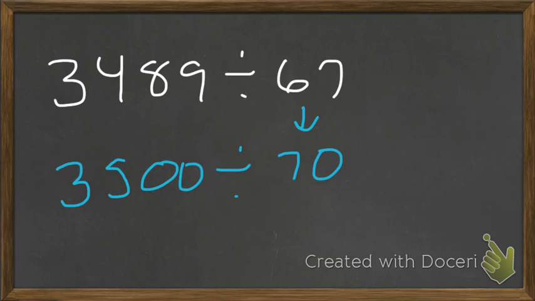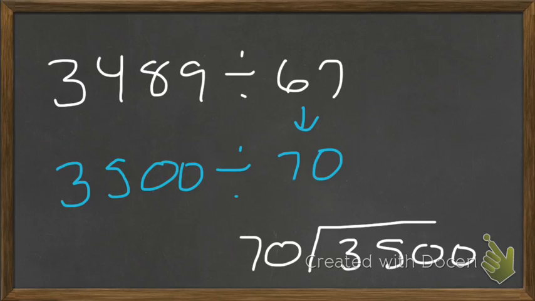So when I rewrite my problem, it's going to look like this. Now I can work it out and do what I did back in Lesson 1. Cross out 1 zero here, cross out 1 there. 7 goes into 35 5 times, and I still have that 0, so the answer would be 50.